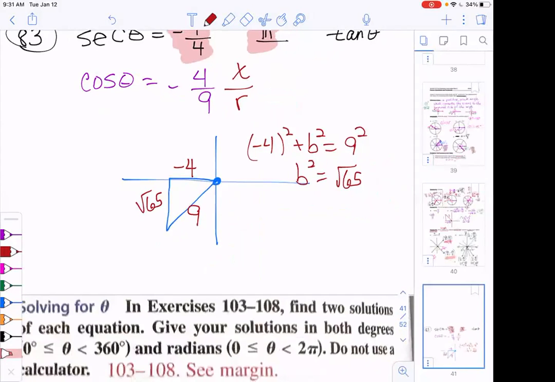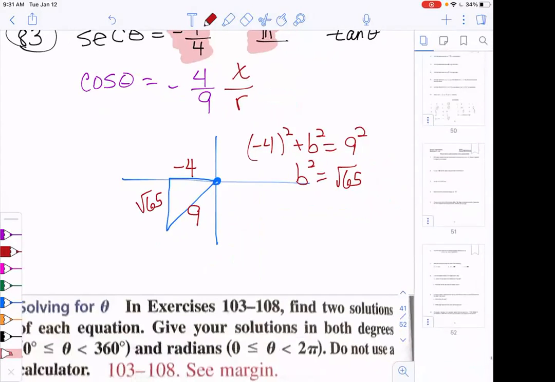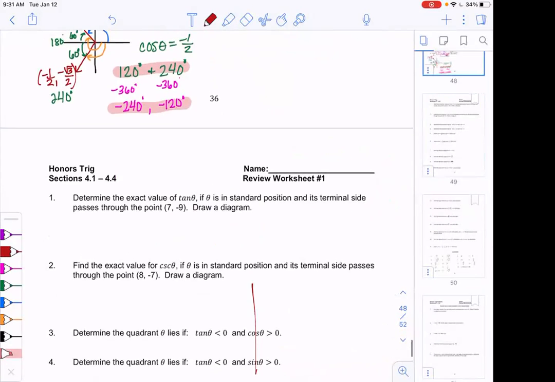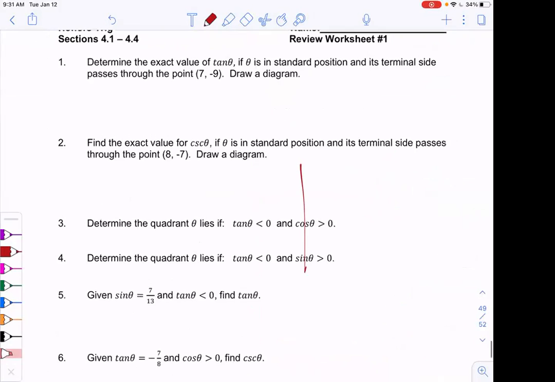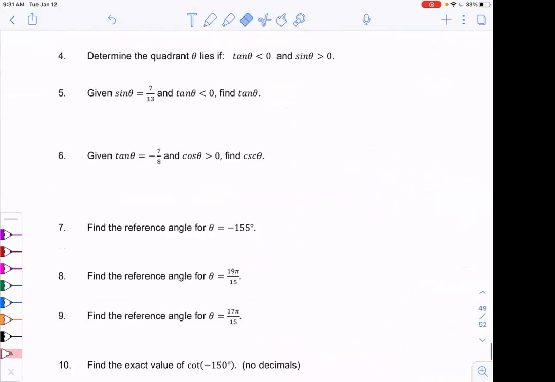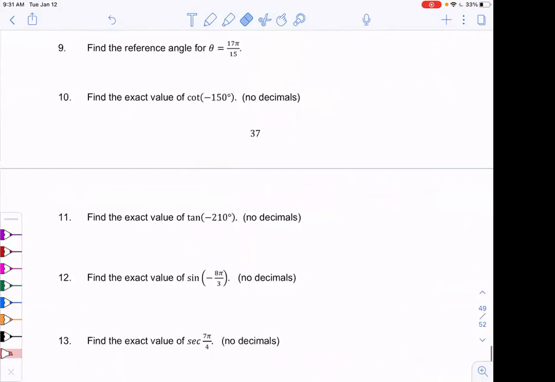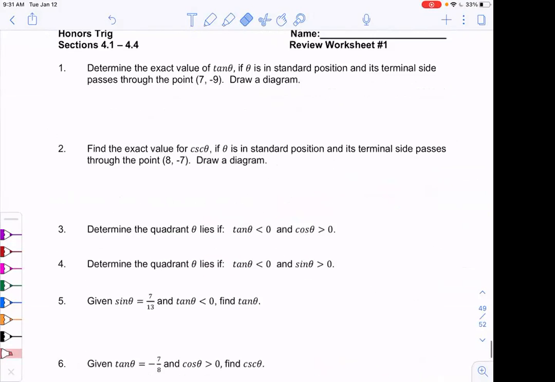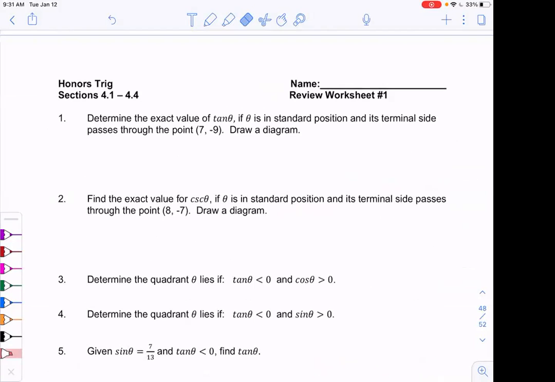So there are 2 minutes left. Just to take a peek, this worksheet is in your packet. We are looking at page 35, and this is where your review worksheet starts. There are 17 questions. Some of them are pretty straightforward. But looking at number 1 and number 2, number 1 says find the tangent. Number 2 says find the cosecant.